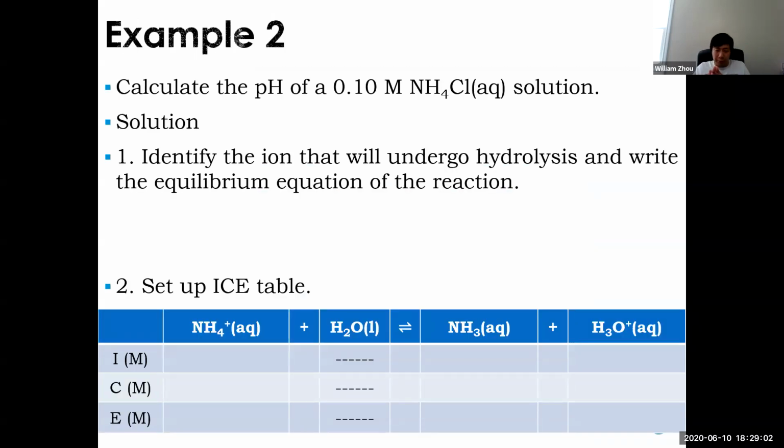Example 2. Calculate the pH of 0.10 molar NH4Cl. All right, I'll give you some time to work on this. It's exactly the same strategy as the previous example. In fact, this is easier. It's an acid, so you know what the Ka is. I'll give you around 2 to 3 minutes, and I'll take this up.